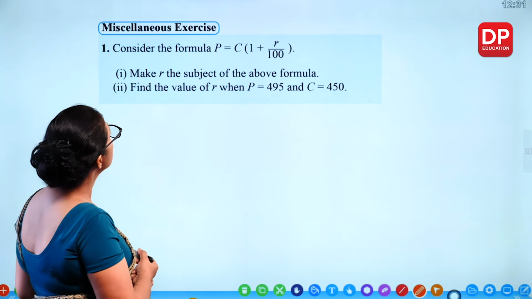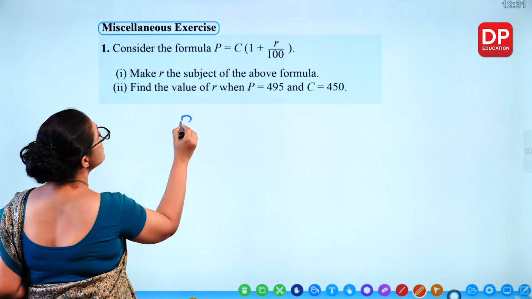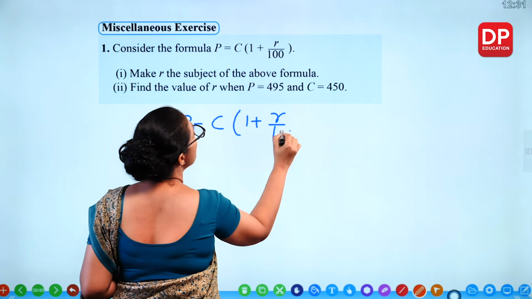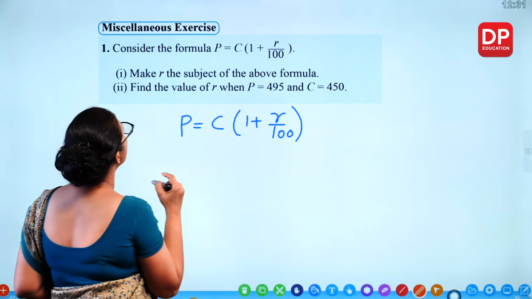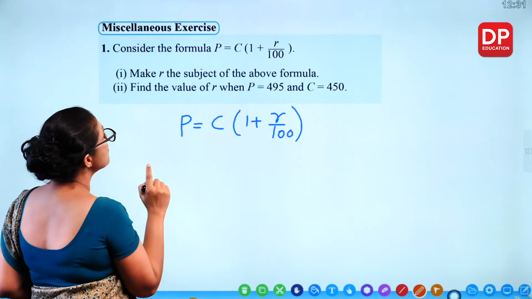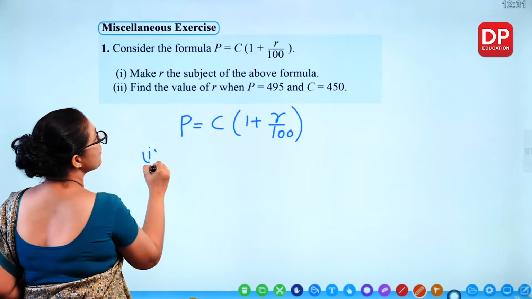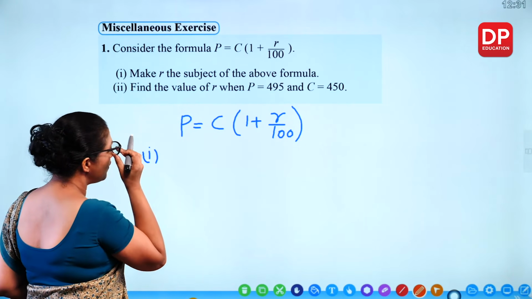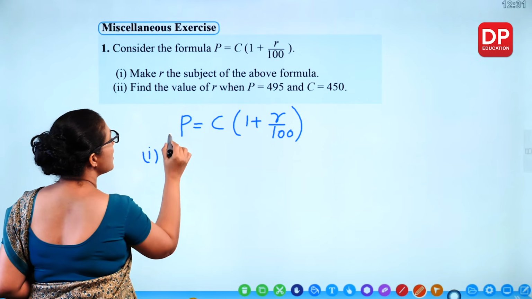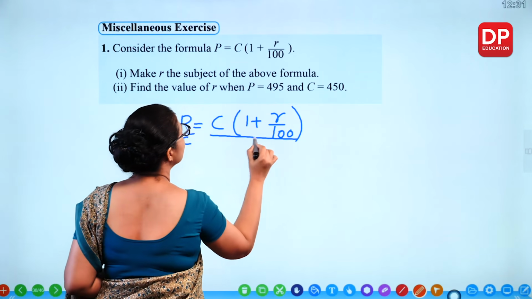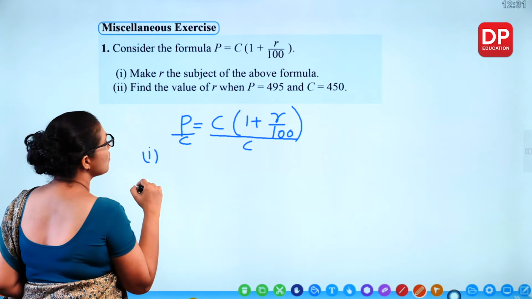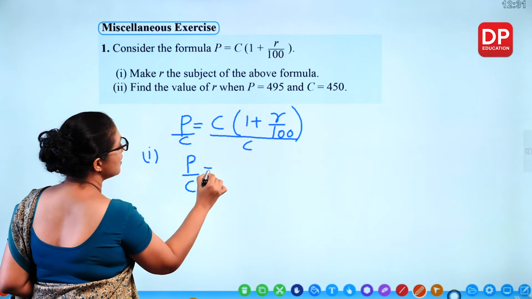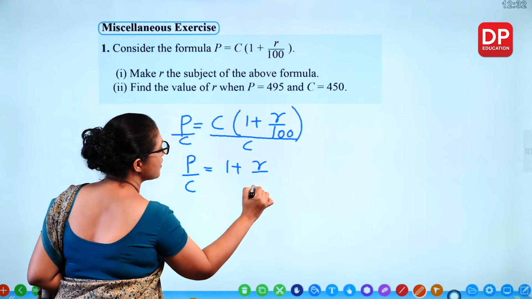Miscellaneous exercise. Consider the formula p equals c times (1 plus r over 100). Make r the subject of the formula. So that means you have to keep this one here. So I'll first divide both sides by c. So I get p over c equals 1 plus r over 100.